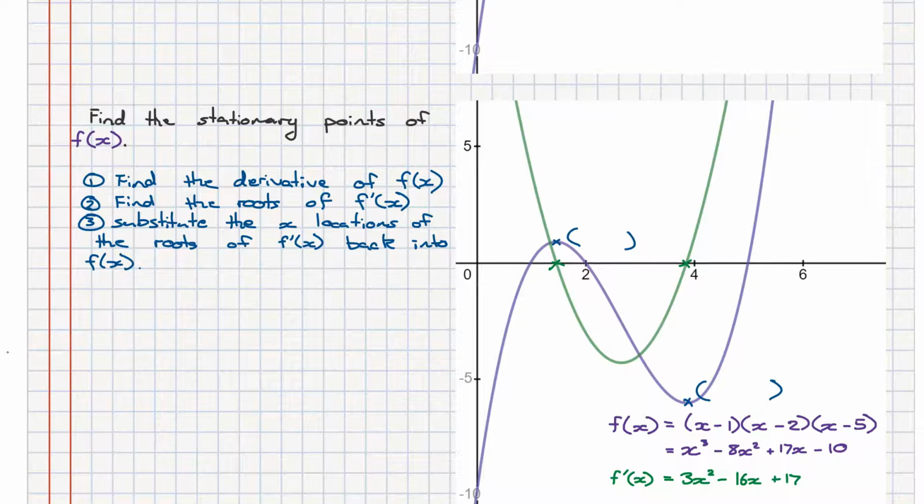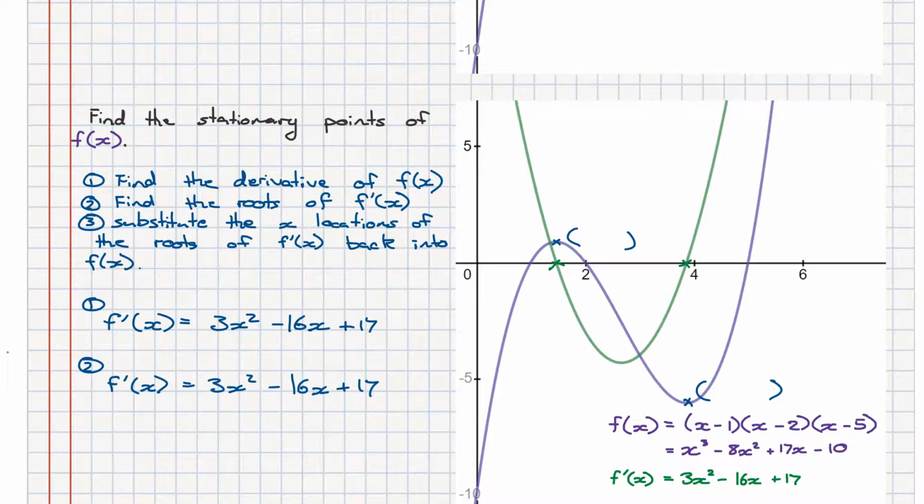Alright, so what we already know is that f dash of x is defined as 3x squared minus 16x plus 17. So that's given to us. Now for part 2, we have to set f dash of x to 0. So we've got 3x squared minus 16x plus 17, and what we're looking for is not f dash of x itself, but when f dash of x equals 0.